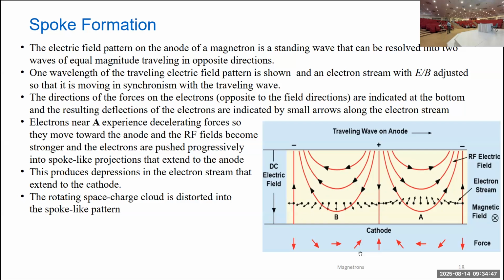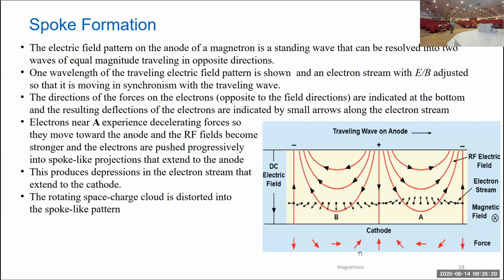Here you can see the force acting on an electron moving around, and its direction is as follows. Here it is in this direction, here it is upward, and this is the reverse direction. These are the forces when an electron passes in front of the cavity. See the force of this kind, this varying force.